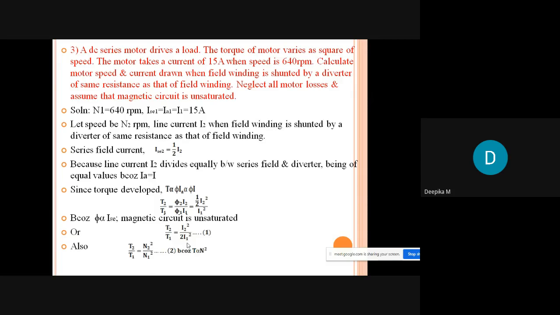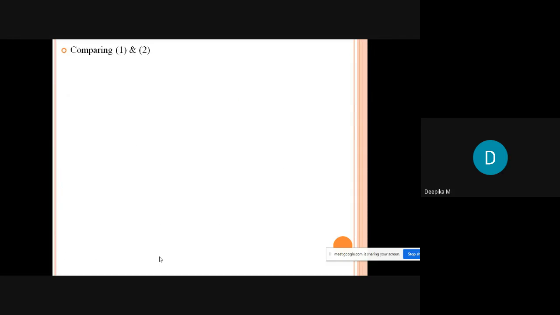Also, T2 by T1 is equal to N2 square divided by N1 square, because in the problem they have mentioned that torque is proportional to the square of speed. Hence, we have written in this way. That is, as it is a direct relationship, T2 by T1 will be equal to N2 square by N1 square. So now let us equate these two equations. When we equate them, we get N2 square by N1 square equal to I2 square divided by I1 square.